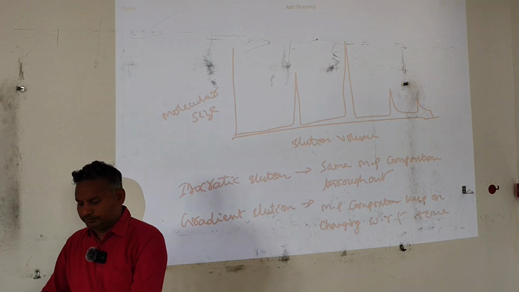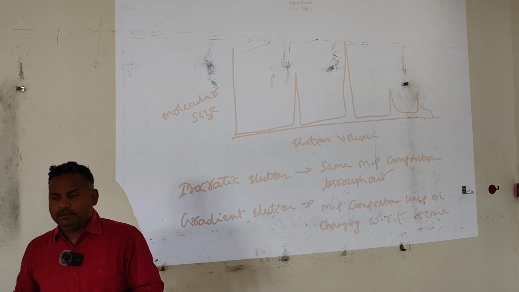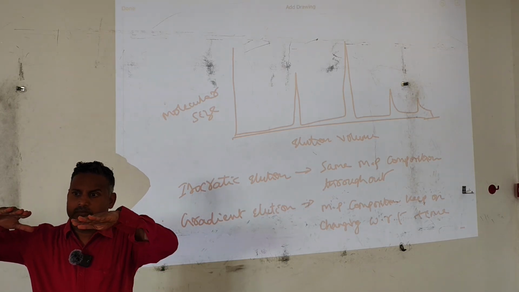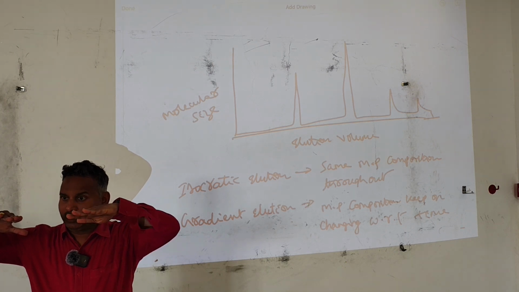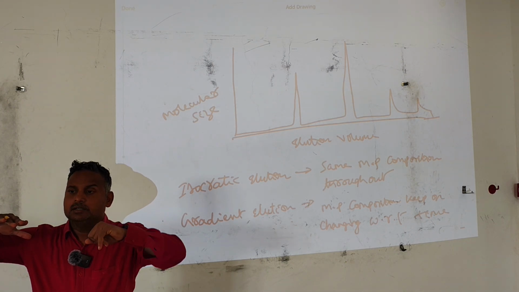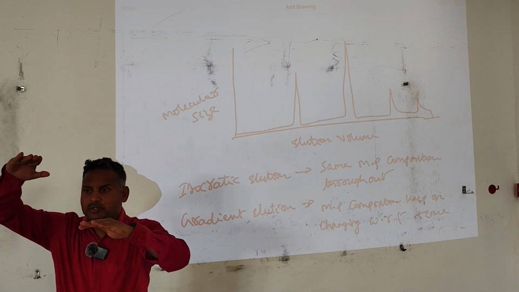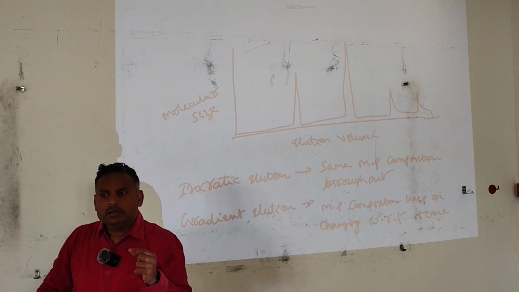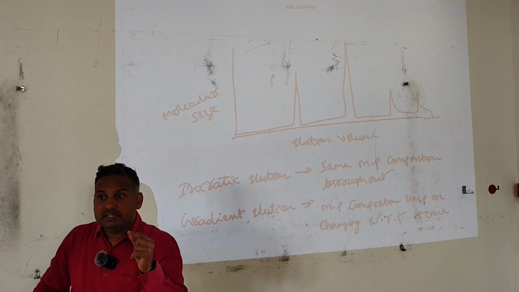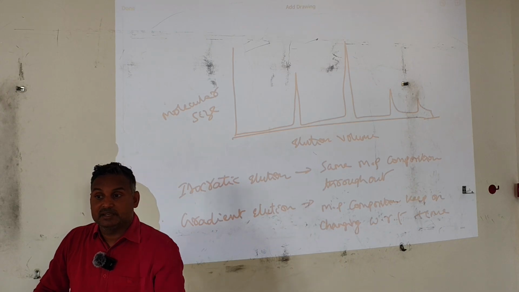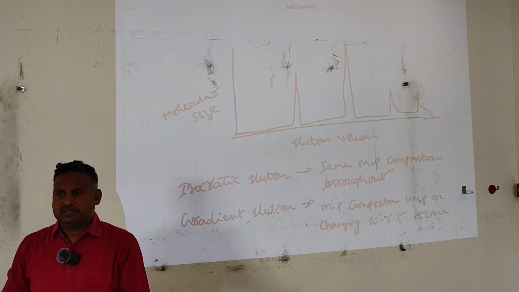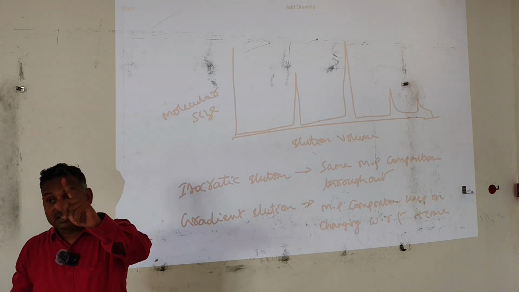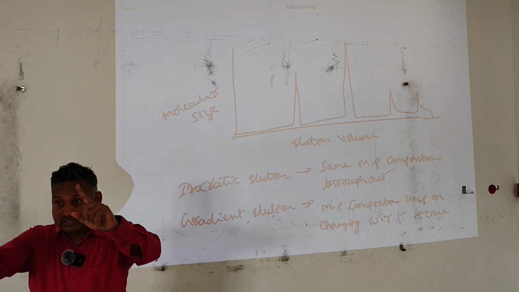In gradient elution, what will we do? For example, we know that water is highly polar compared to methanol. You can change from high polar to low polar. So in gradient elution, your facility is to change the polarity continuously. First minute, let us consider 100% water, 0% methanol.